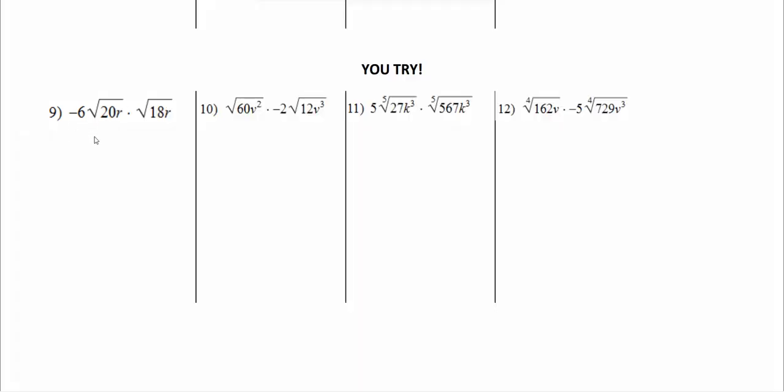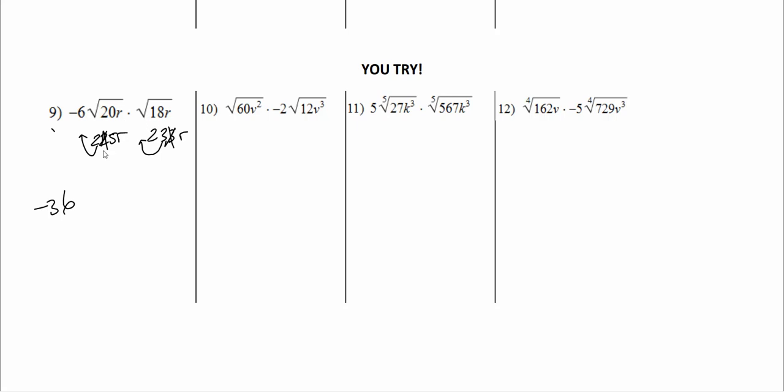Okay, if I look at number 9, I want to break them down first. So 20 we know is 2, 2 and a 5, and then an R, and then 18 is a 2, a 3, and a 3, and then an R. So again, I need groups of 2. So I have 2 2s, so I pull a 2 out, cross it out. I have 2 3s, so I pull the 3 out, cross the other one out. So I pulled out a 2 and I pulled out a 3, so that makes a 6 times the negative 6 that's already there, so it's a negative 36.